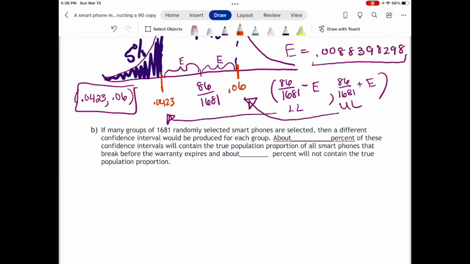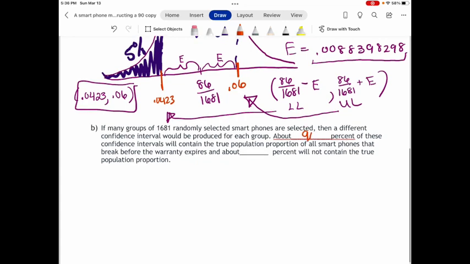For part B, it says if many groups of 1681 randomly selected smartphones are selected, and then a different confidence interval would be produced for each group. About 90% of these confidence intervals will contain the true population proportion of all smartphones that break before the warranty expires. And about 10%, because it's going to be the complement of 90%, about 10% will not contain the true population proportion.